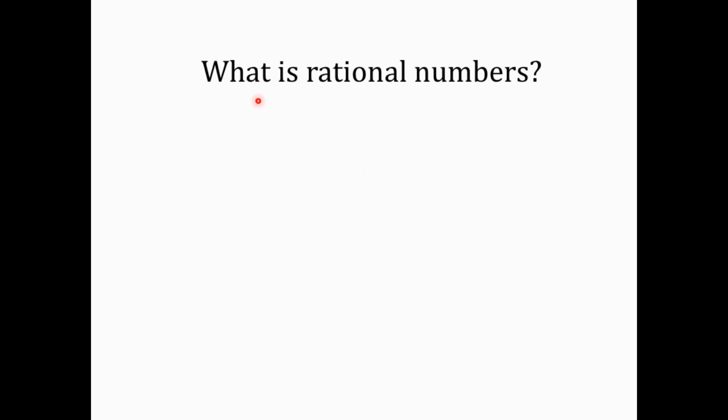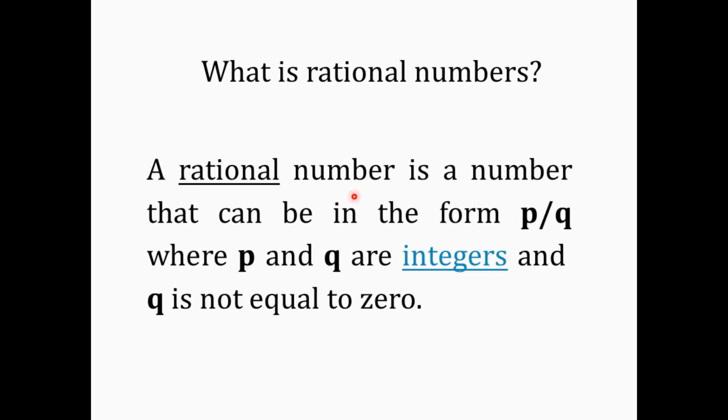Now, what are rational numbers? A rational number is a number that can be in the form p over q, where p and q are integers, and q is not equal to 0. Alright guys, we knew already about integers, no? The denominator must not be equal to 0, because if that would be the case, the fraction will become undefined. Alright?